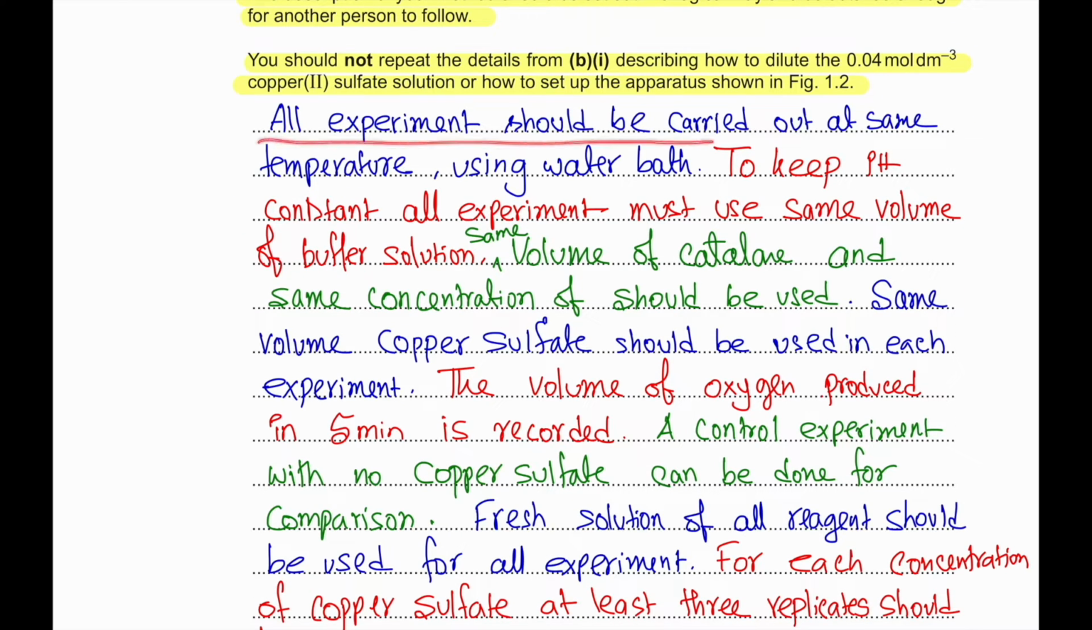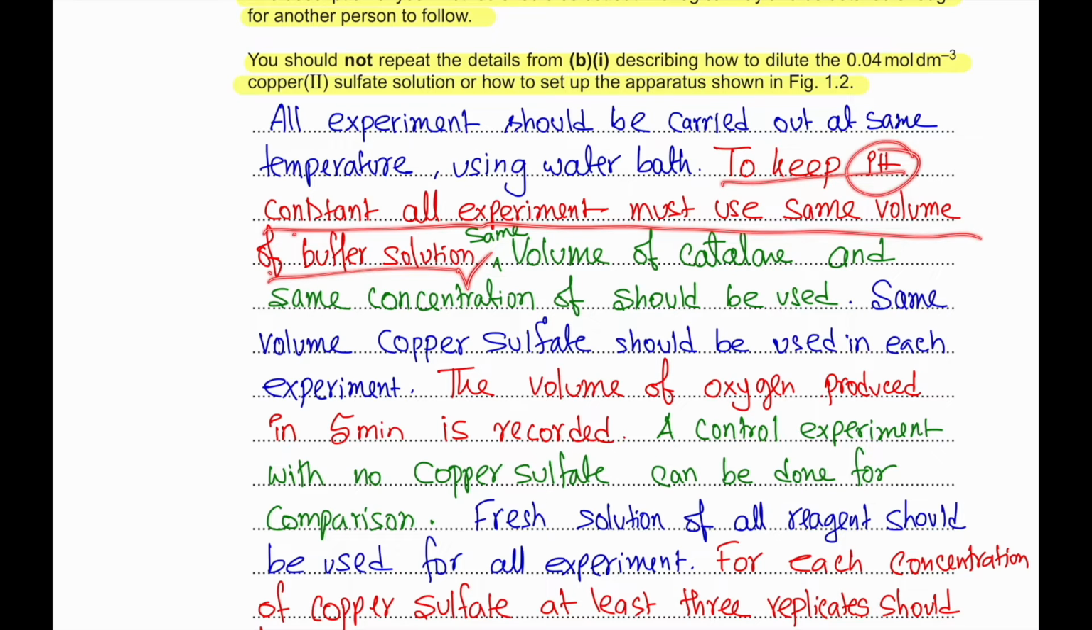So all experiments should be carried out at the same temperature using a water bath. We know that temperature affects the rate of an enzyme controlled reaction. So if there is a change in temperature, we won't understand the true effect of the copper 2 sulfate as an inhibitor. To keep the pH constant, we must have the same volume of buffer solution in all of them, because in any enzyme controlled reaction, as the reaction carries on, it can change the pH. So of course, using a buffer solution will be very good, because it will not allow the pH to have any effect on the rate of reaction.